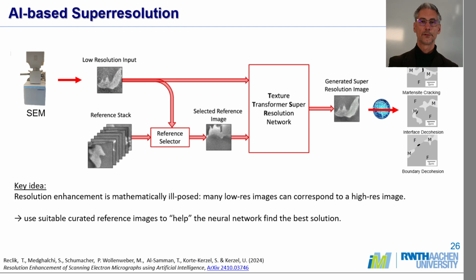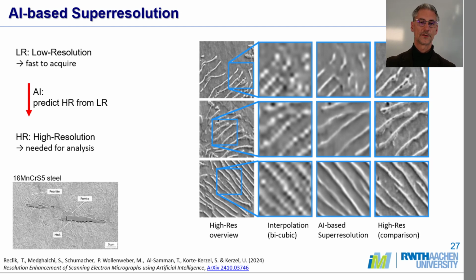If you have a high resolution image and blur it, right, you can imagine that many different types of low resolution images refer to the same high resolution image. So the idea is then to use these reference images as a, shall we say, curated stack of helpers that guide the network to the most probable output. And this is what the result is. So again, the key idea is we want to use the fast to acquire low resolution images, and then use the AI method to predict the high resolution image from this low resolution image, and the high resolution image is then what we need later for the analysis.